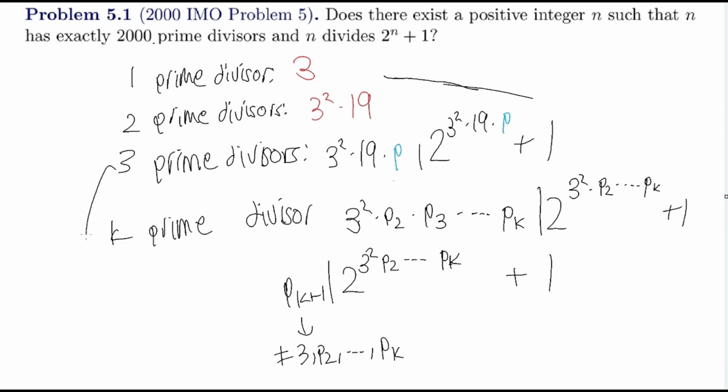So from 3, we can get to 4, from 4, we can get to 5, and so on and so forth, until 1999 gets us to our magic number 2000. And that solves the problem.